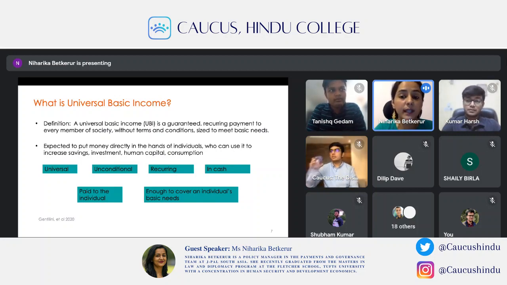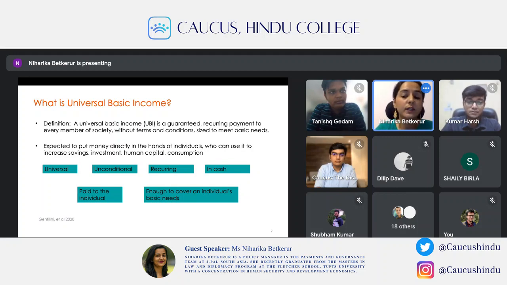It's given out in cash, as opposed to in-kind transfers, like you can think of PDS rations as an in-kind transfer. Instead of that, it is purely a cash transfer. And it's also paid to the individual. There are also social protection programs which are paid at the household level, and usually it's given to the woman head of household. But a pure definition of a UBI, by virtue of being universal and having to reach every member of society, means that it has to be paid to the individual. And finally, the last feature is that it's sized to meet basic needs.